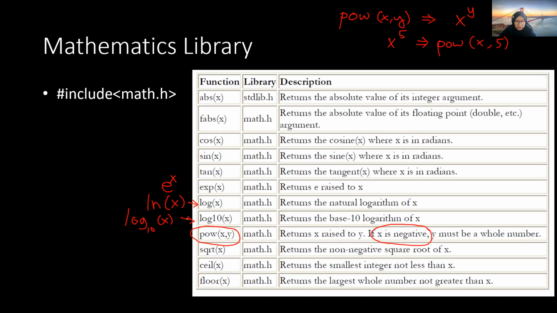Let's say the relationship with this one is the square root of x. So sqrt x is the square root of x. This is the same thing as that.